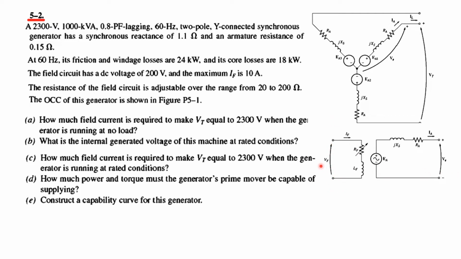Now this is only one phase, we are representing it separately. And its maximum IF, that is field current, is 10 ampere. The resistance of the field circuit is adjustable over the range from 20 to 200 ohms, so this can be adjusted by this resistor. And the open circuit characteristics is shown in the figure. We'll see that. And these are the 5 questions that have been asked, so we'll be solving one by one.